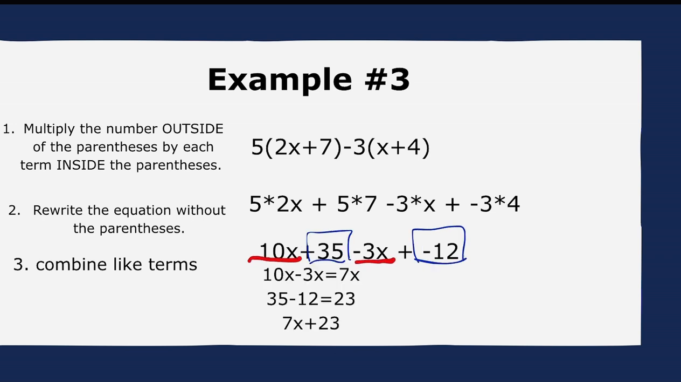So 35 minus 12, that's the 23. Those are regular terms. And then the 10x minus 3x, that is 7x. Those are my x terms. And I would have 7x plus 23. I cannot simplify this any further.